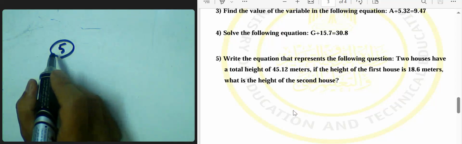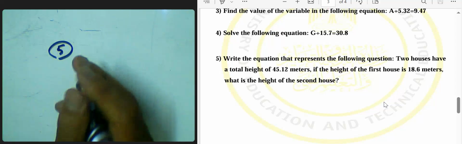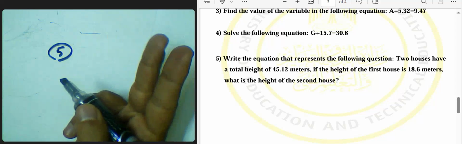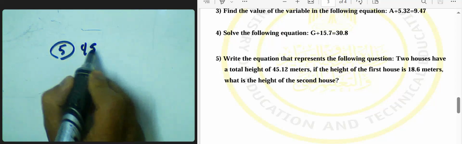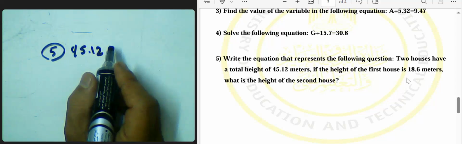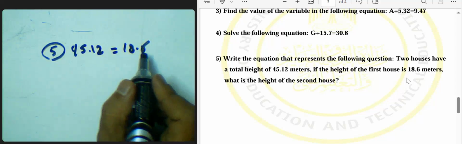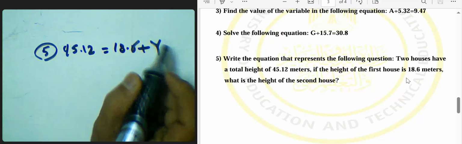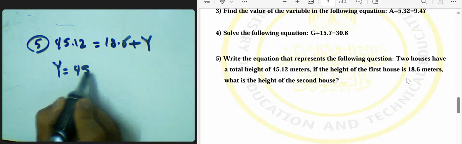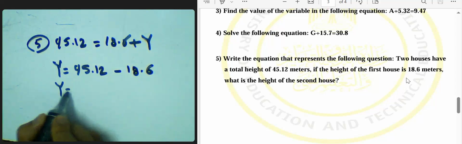Question number 5. Write the equation that represents the following. Two houses have a total height of 45 and 12 hundredths meters. If the height of the first house is 18.6, what is the height of the second? Put y to represent the height of the second. Then y will be equal to 45 and 12 hundredths subtract by 18 and 6 tenths.